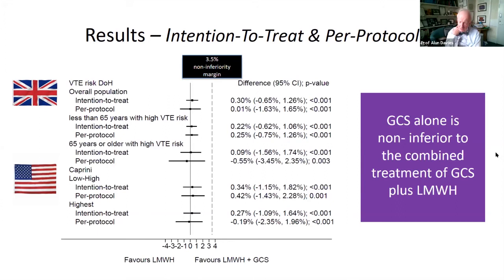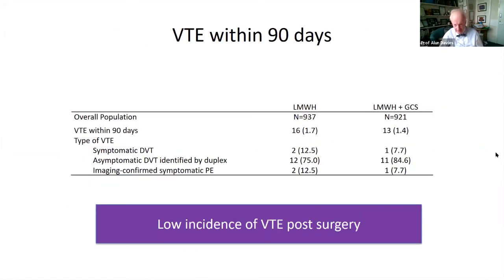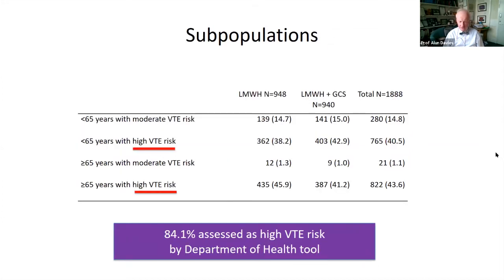So the overall summary was that graduated compression stockings alone were non-inferior compared to, sorry, I got that wrong. It was low molecular weight heparin alone that was not inferior to combined graduated compression stockings and low molecular weight heparin. And the overall data, you can see here that the VTE rate was less than 1.6% if you look at both groups. And again, you can see very clearly that there was no benefit with respect to graduated compression stockings as an adjuvant to the low molecular weight heparin.